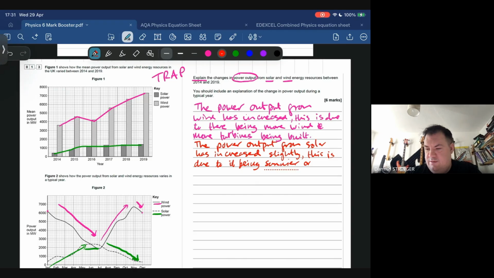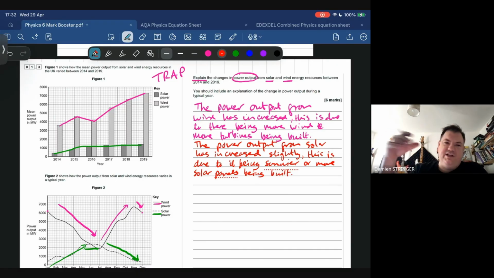or an increase, or shall we reword that, or more solar panels being built. Now, there's an interesting summary of that. If we've just written two things there about there being more wind and it being sunnier, what might that be down to? There's kind of like an overarching reason as to why that might be.